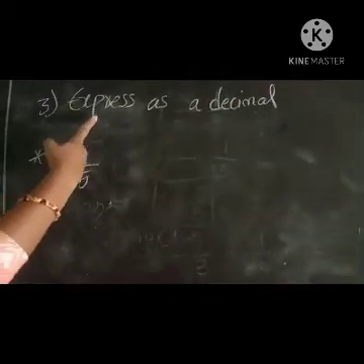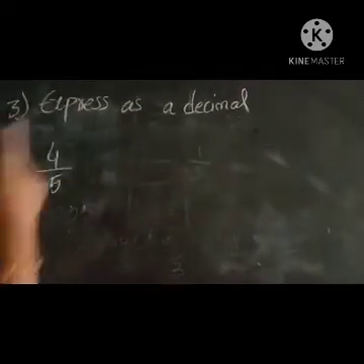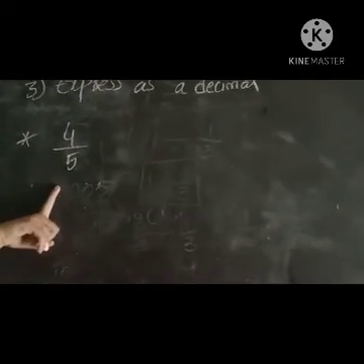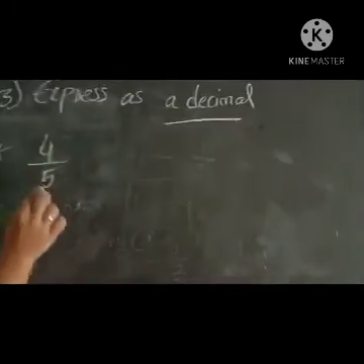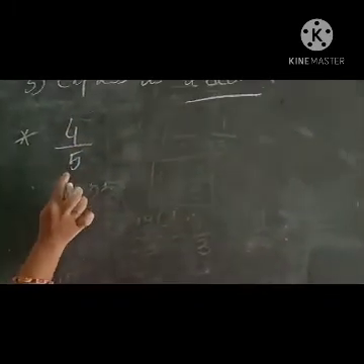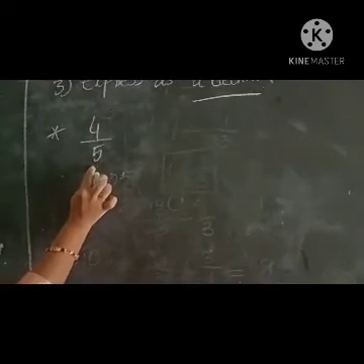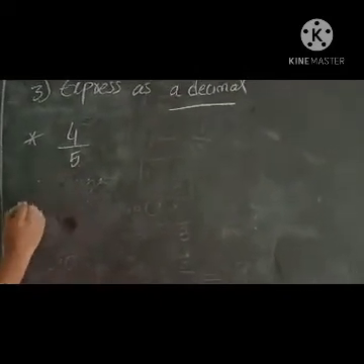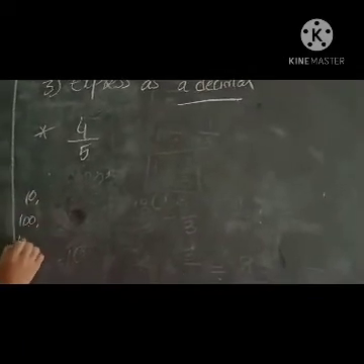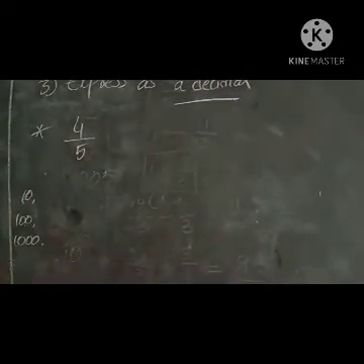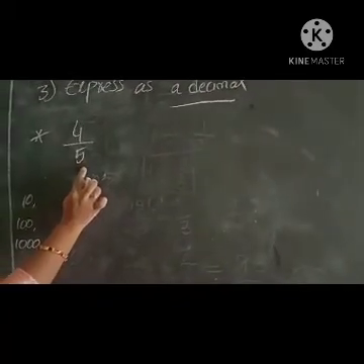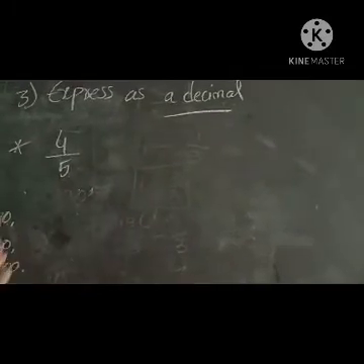See here, third one, express as a decimal. Here they gave the number in fraction. We have to convert this fraction number into a decimal number. What is the number here? 4 by 5. If in the denominator we have 10, 100 or 1000, it is easy to calculate the decimal number. But here, what number is there? 5 is there, no?